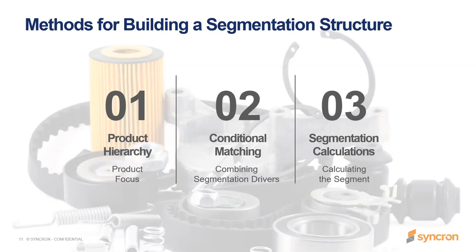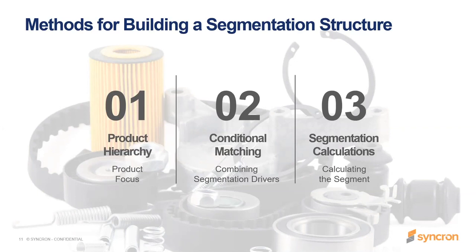Then if we look at the models themselves for building the segmentation structure, I think I have identified 3 main tracks or tendencies on how to do segmentation. And we're going to have a deep dive into these as we go along here. The first one, we call product hierarchy, using engineering data to say that, okay, this is the product, this is a filter, this is a belt, using that kind of information to drive segmentation.